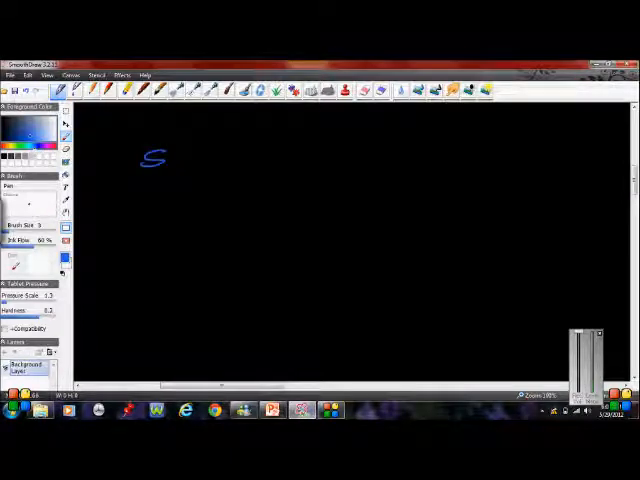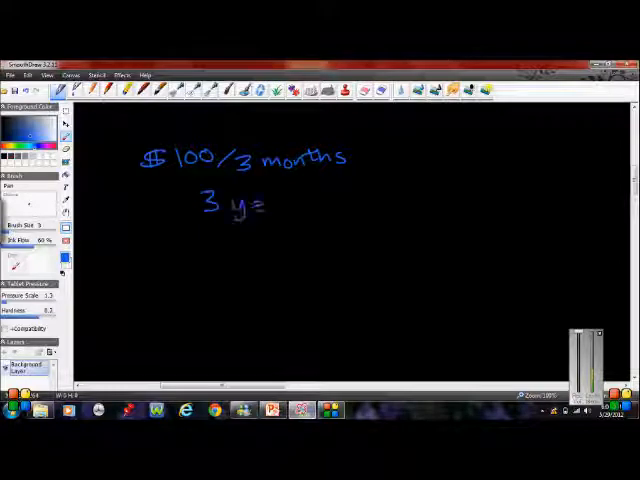Let's say you have money, and you want to invest this money into a bank. So every 3 months you deposit $100 into this bank. Let's just write: you put $100 per 3 months, and you continue this for, say, 3 years.